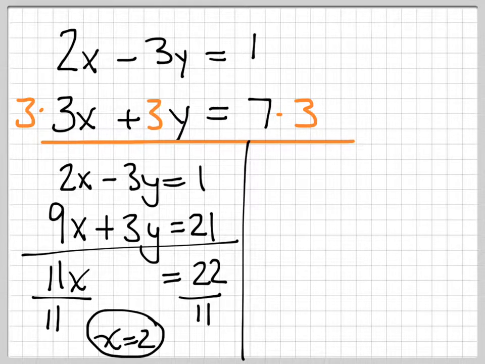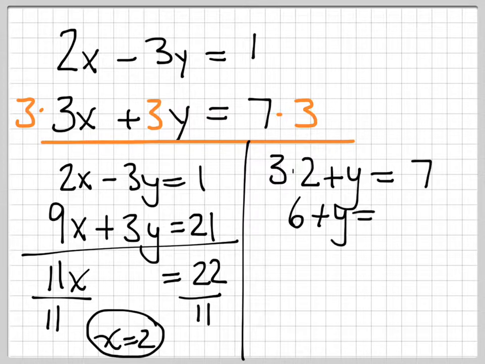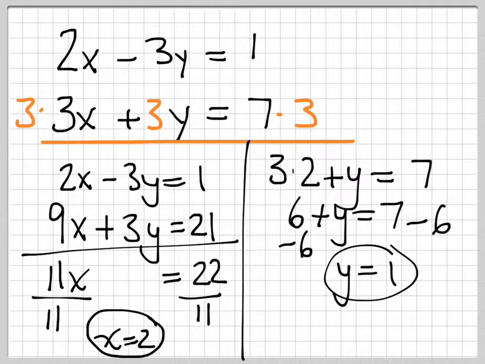We plug into one of our two equations. Let's go ahead and plug it into the bottom equation. 3 times 2 plus y equals 7. 6 plus y equals 7. Subtracting 6 from both sides gives me that y is 1. And so my answer is (2, 1).